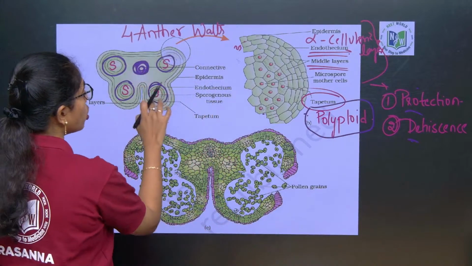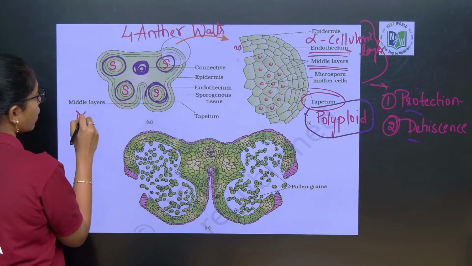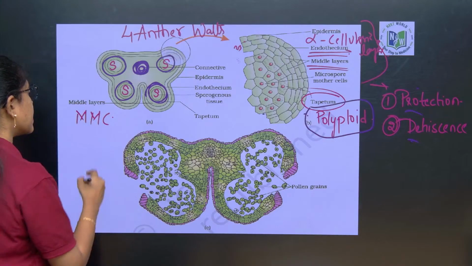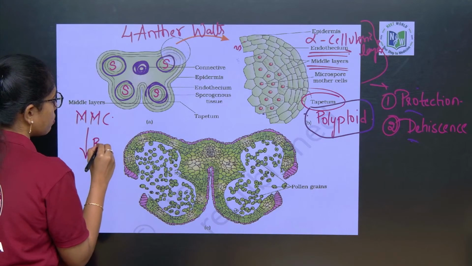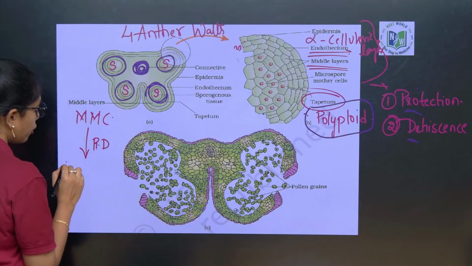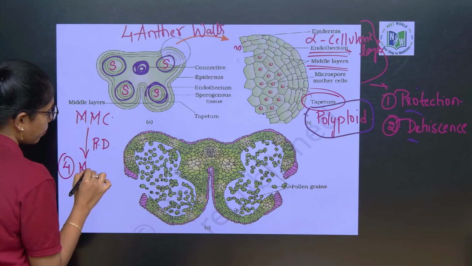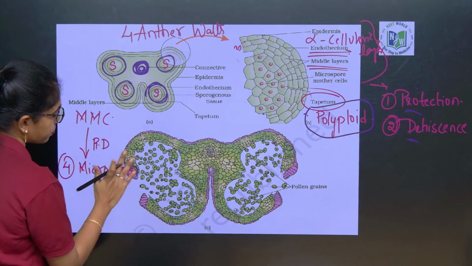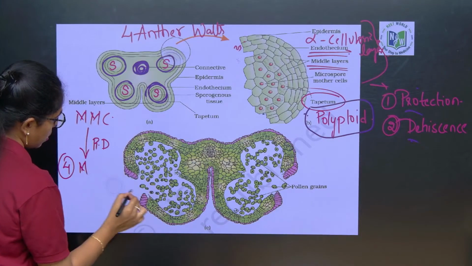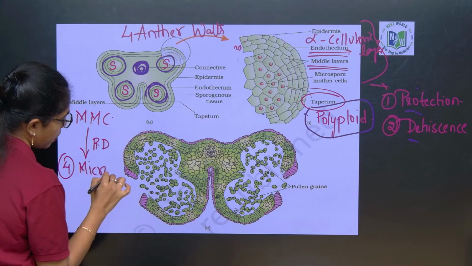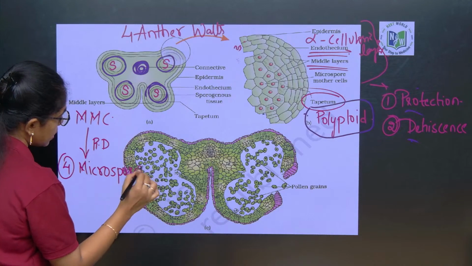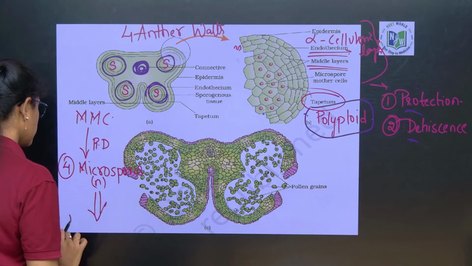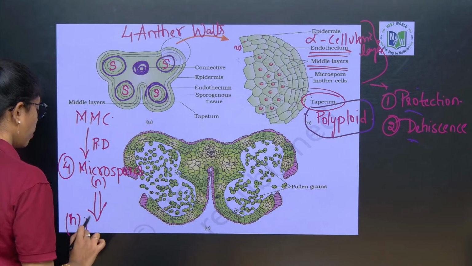The sporogenous tissue will have microspore mother cells undergoing reductional division or meiosis, and they form 4 haploid microspores. These microspores, which are haploid, will mature into pollen grains. Four haploid pollen grains.